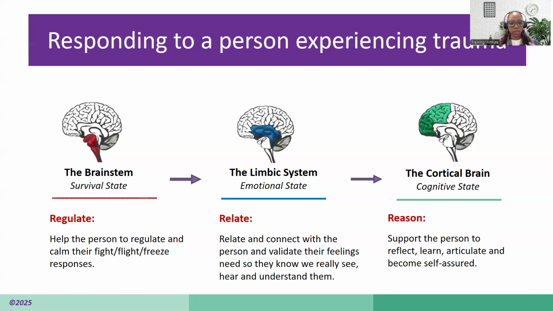So remember, when you're working with your clients from the bottom up, you must first make them safe in that survival state through the work of the brainstem, helping them move to the emotional state where they can begin to relate with what is happening. And that's that limbic system. And lastly, reasoning in the therapeutic world through the cortical brain, which is that cognitive state. Our surroundings, our emotions, and our thoughts. That is how you're able to effectively move through working with someone who is experiencing trauma.